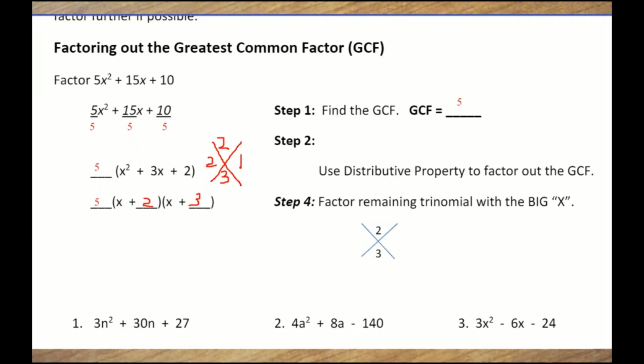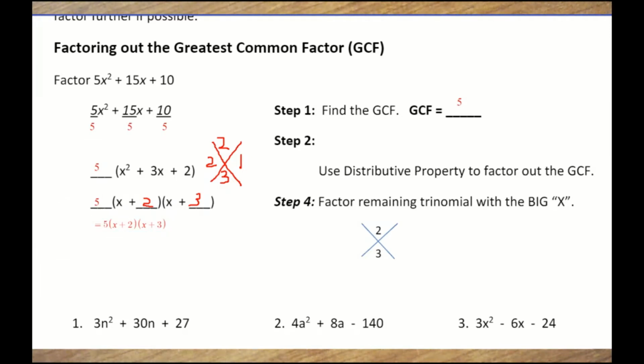So the way that we would write our factored form here is 5 times x plus 2 times x plus 3, just to kind of clean that up a little bit. Okay. Let's see if I can move that up a little bit. It's not going to let me. That's okay. Oh, there we go. So that would be our final answer.